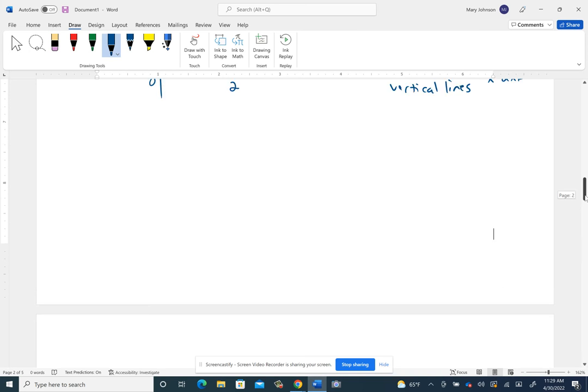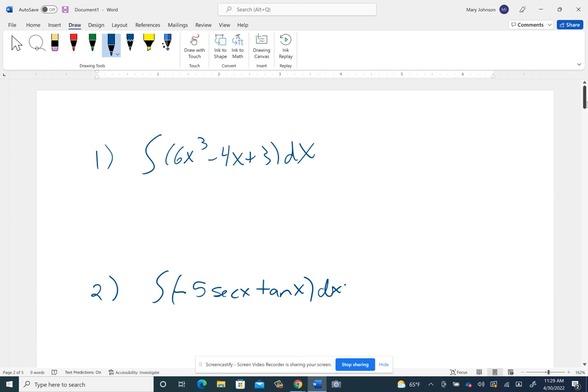All right, I want to look at sections 5.1 and 5.4. So this deals with some of the basic integration, the stuff that doesn't really require the U substitution. Also, it includes definite integrals and finding area under the curve.